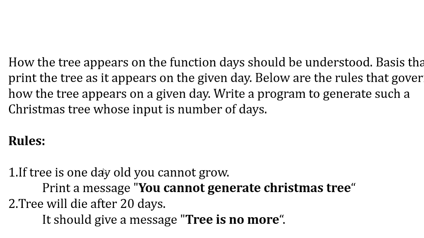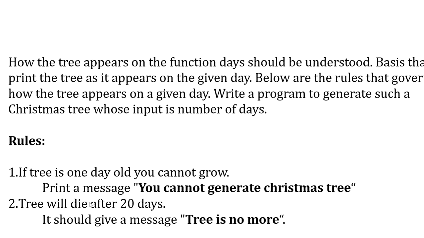If the tree is 1 day old, you cannot grow. Print the message "you cannot grow Christmas tree". From the user we are going to accept only one input, that is nothing but the number of days. If the given day is 1 or less than 1, I am supposed to display "you cannot grow Christmas tree" as the output.